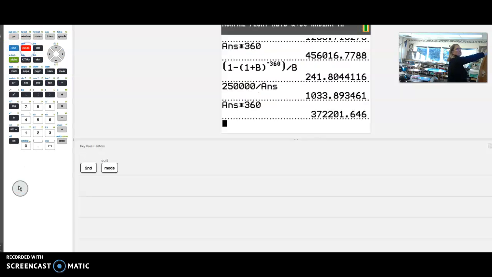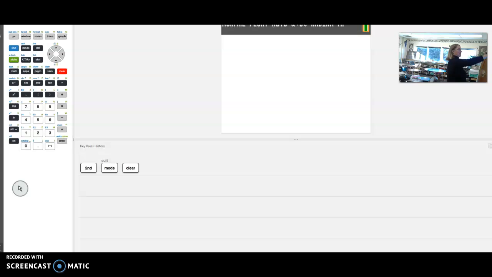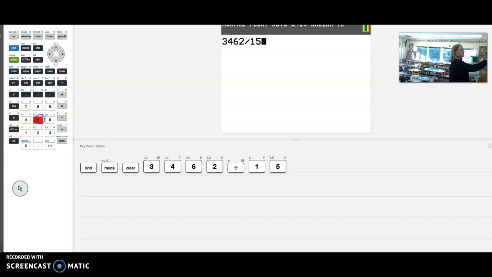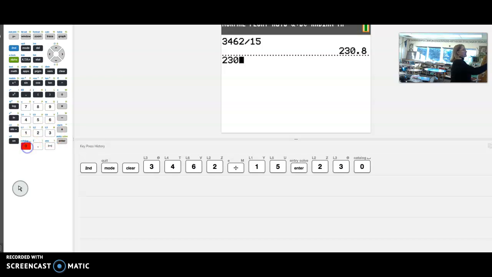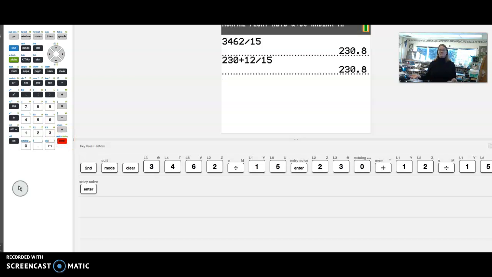Okay, on the calculator here, I'll clear some of this stuff out. The number I had for my dividend was 3,462, and I'm going to divide by 15. And the calculator tells us it's 230.8. And our quotient was 230. And if I add the remainder over the divisor, which was 12 over 15, you get 230.8.